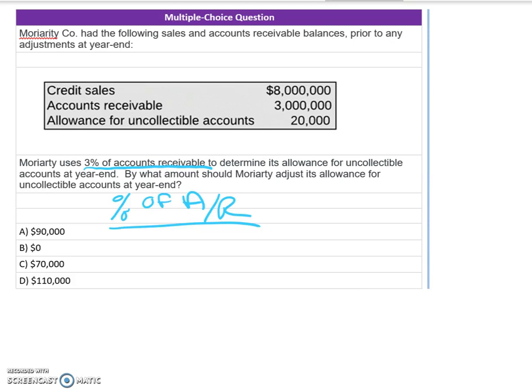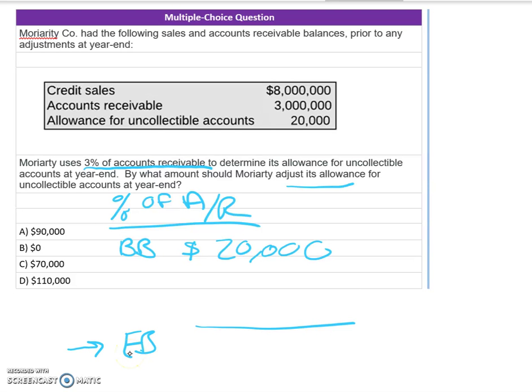Specifically here, we're asking what amount they should adjust the allowance by. So that is going to presume that we're going to be calculating our bad debt expense. We know that we have a beginning balance of 20,000, and we can now calculate our ending balance by taking the percentage of accounts receivable.